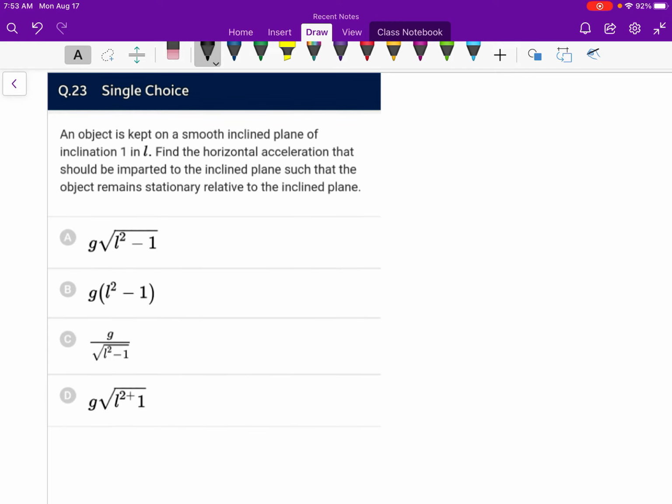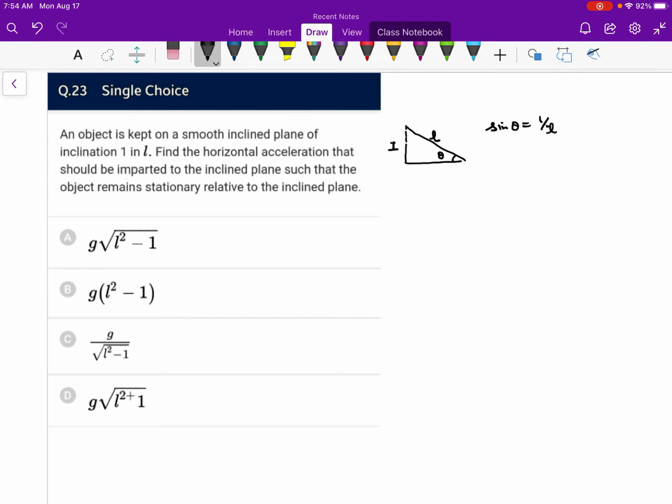An object is kept on a smooth incline in 1 in L. What do we mean by inclination 1 in L? So this is the inclined plane, suppose, and the angle of inclination is theta. So 1 in L means if we move L distance along the incline, then the height raised is 1. So we can calculate sine theta as 1 upon L.